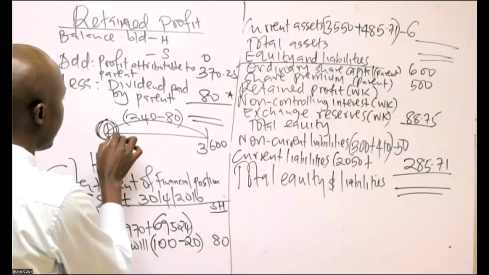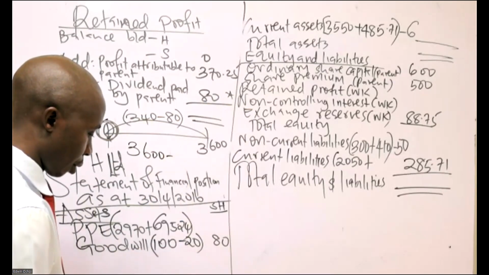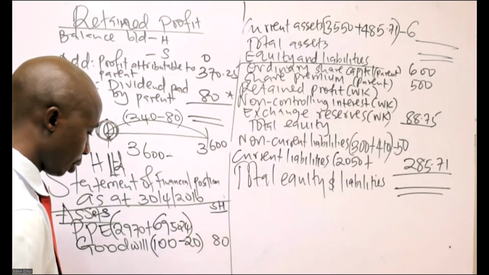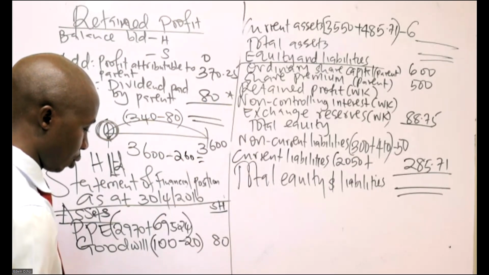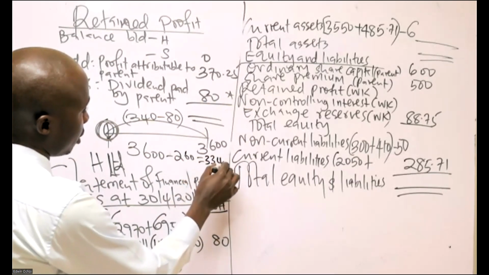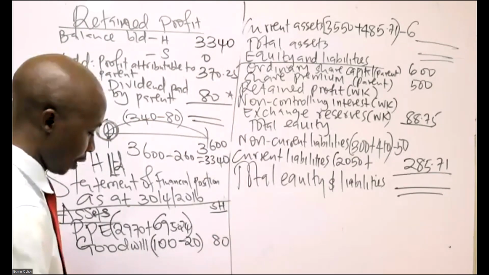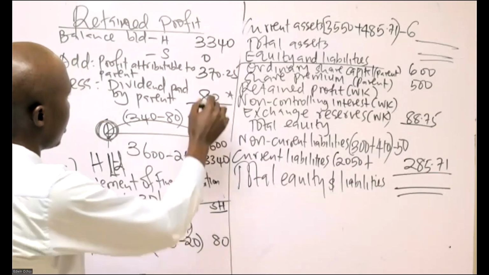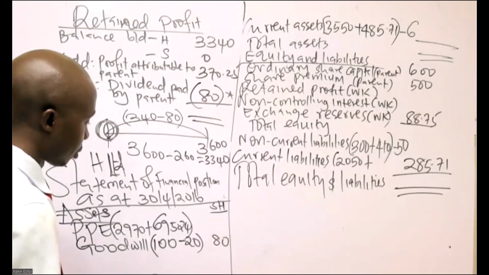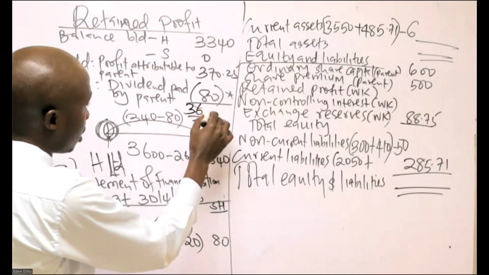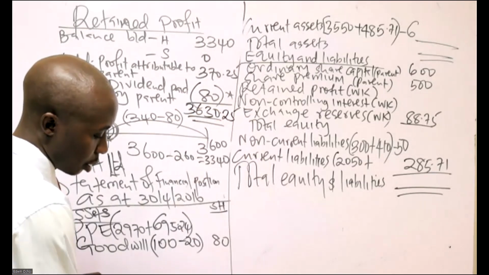So to get the balance brought down here, I will just take 3600 minus what? 340 minus 80 is 260. So 3600 minus 260, 3340, plus 370.25. This is 3630.25.